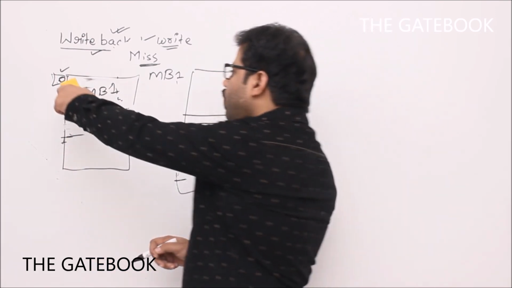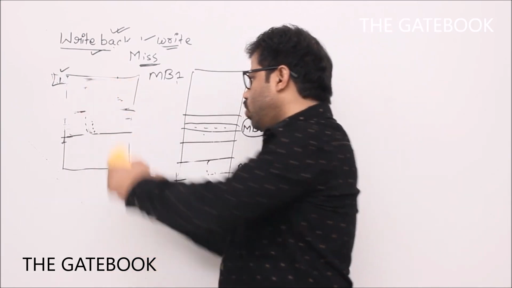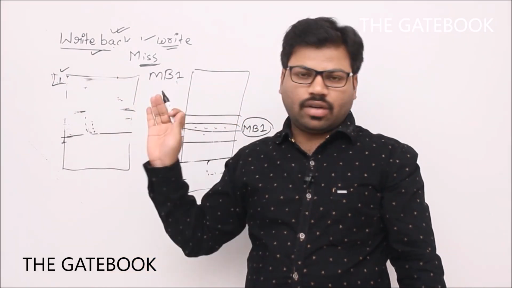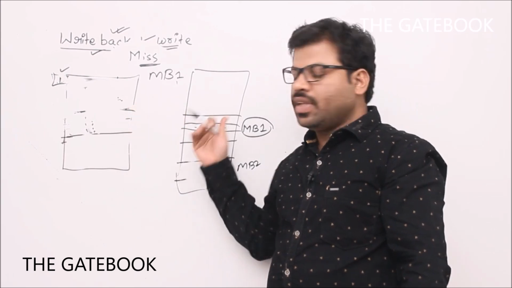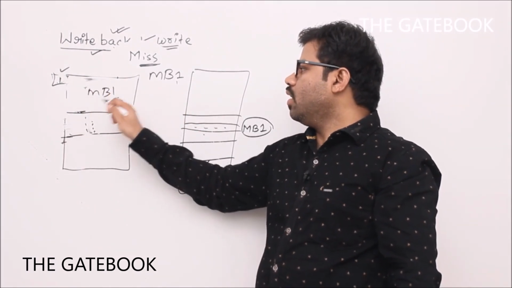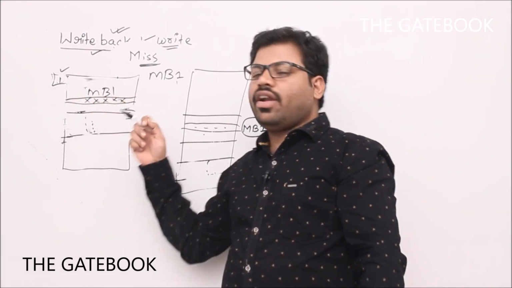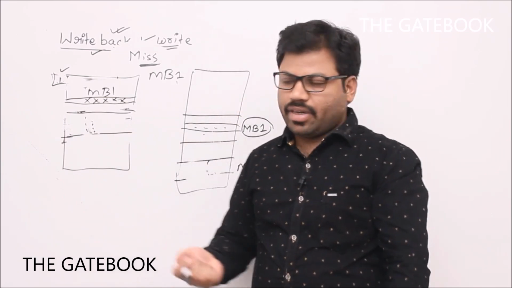Understand? If the modified bit is 1, that means data is modified, then first we have to move the data to main memory. That block has to be updated. Then later our desired block, MB1, should be brought. Then later the right word which you wanted to modify is modified. That is about the dirty bit or modified bit.